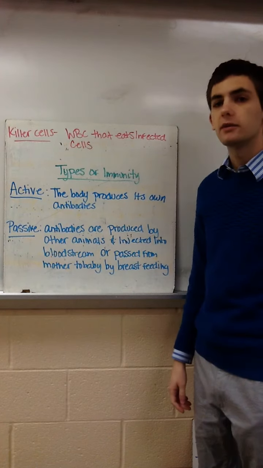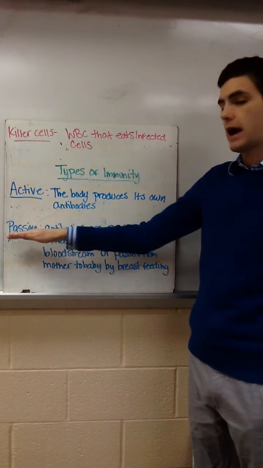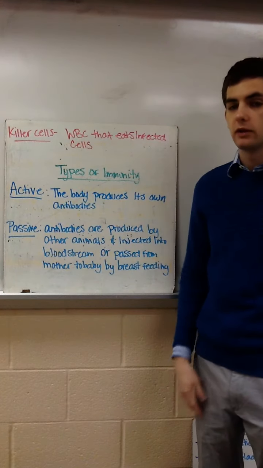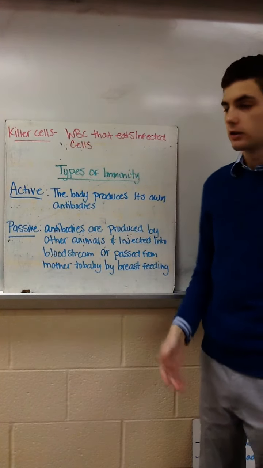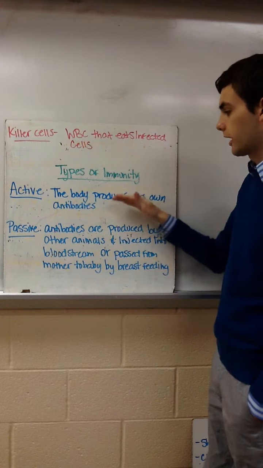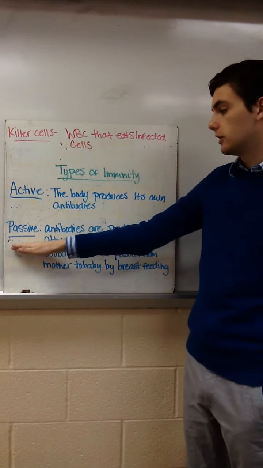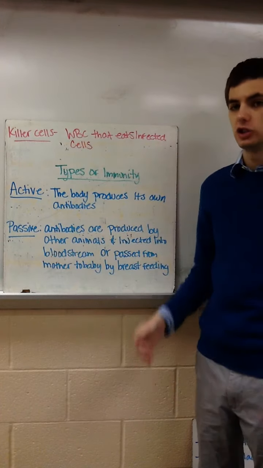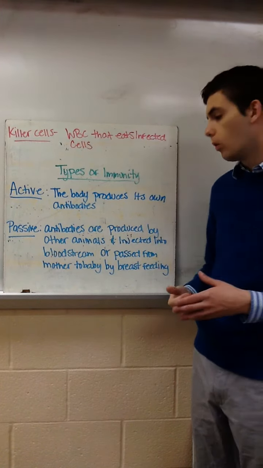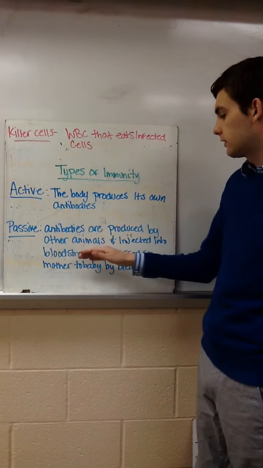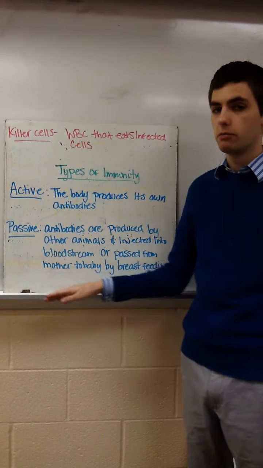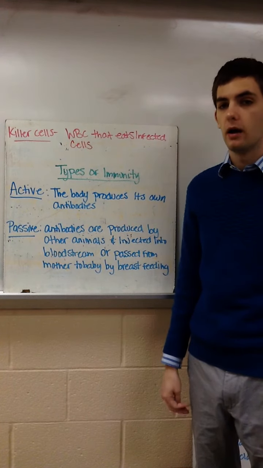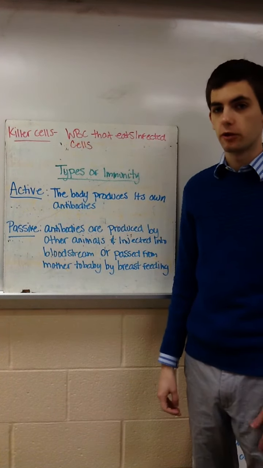And there are two types of immunity, active and passive immunity. Active immunity is when the body will produce its own antibodies against an infection, and this can occur naturally. Passive immunity is when antibodies are produced by other animals and then injected into the bloodstream, or this is passed from mother to baby during breastfeeding, and that's why it's important to some mothers to make sure that they're breastfeeding their babies.